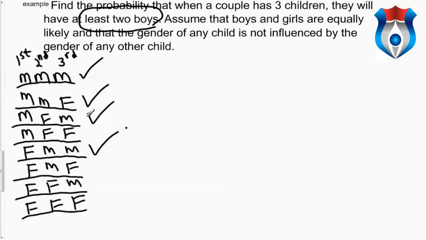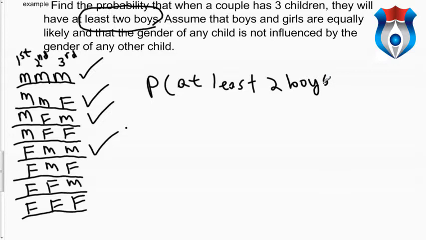So therefore, for the probability of having at least 2 boys, if you look over here, there are a total of 8 possibilities for having 3 children, 8 possible outcomes. And of those 8 possibilities, which would be the denominator of the fraction, 3 out of those 8 would be outcomes that are favorable to having at least 2 boys.